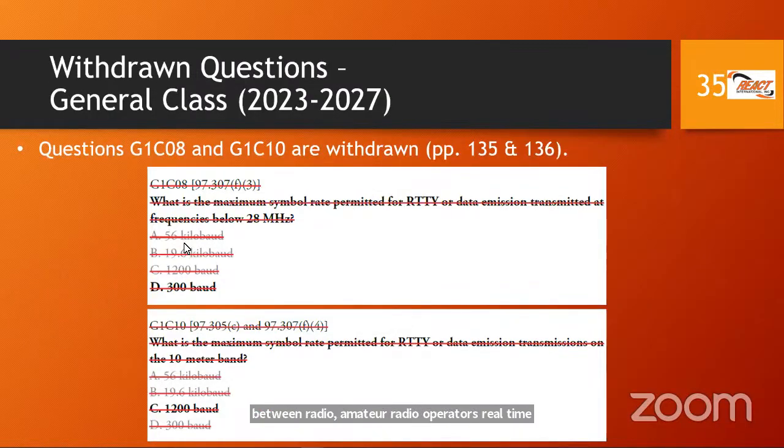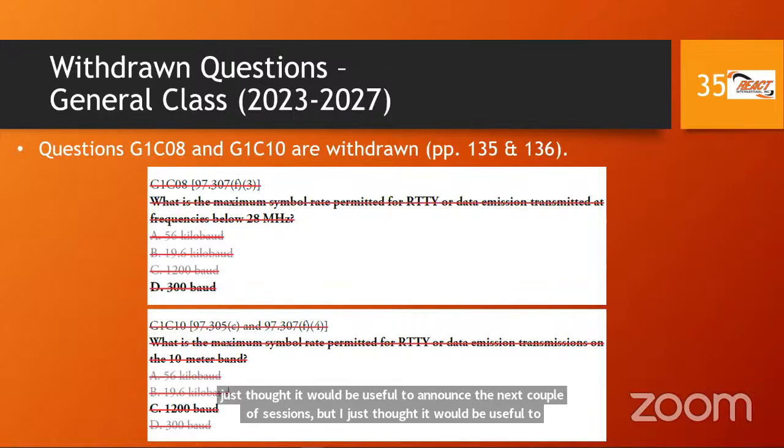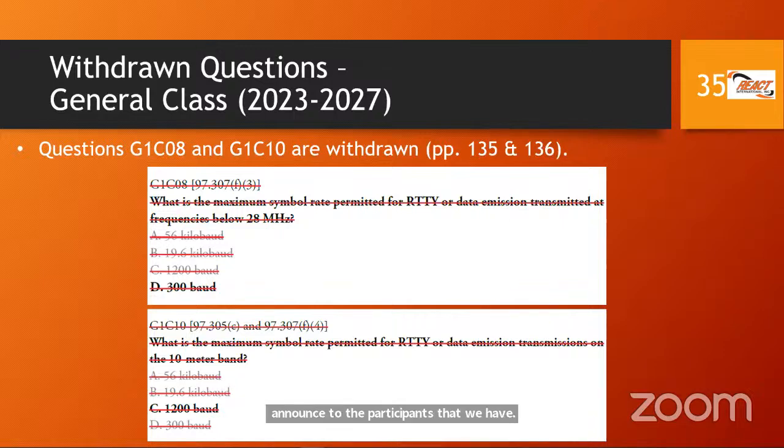All right, so just before we go into the question pool, this is a bit of an announcement. We haven't yet come to this section in the course, but there are 2 questions in the question pools that have been withdrawn. So we will keep this slide running for the next couple of sessions, but I just thought it would be useful to announce to the participants that questions G1C08 and G1C10 have been withdrawn from the question pool.